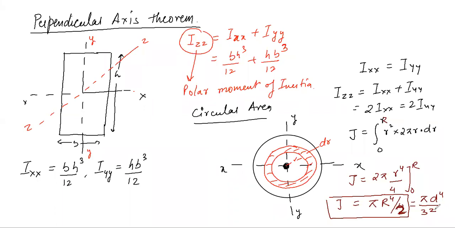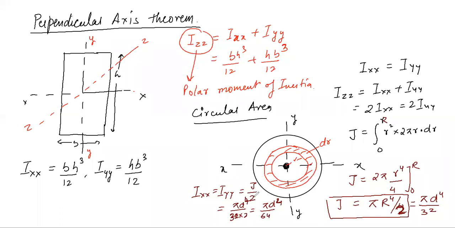Is that clear to everyone? Now, if you are going to find out whether this is about the x-axis or the y-axis, it should be J by 2. It means the values you were writing as pi d square by 32 will become 32 into 2, which is to be defined as pi d to the power 4 by 64.